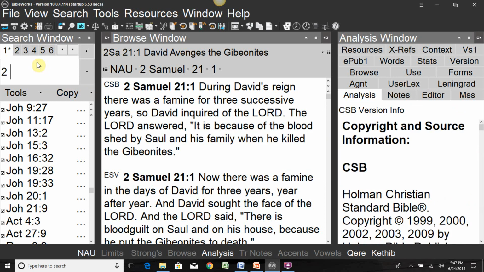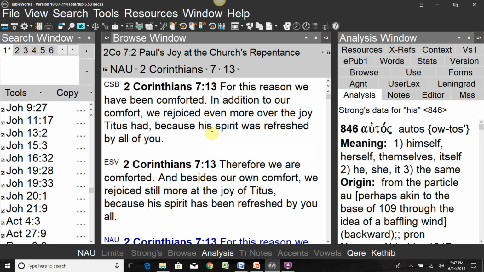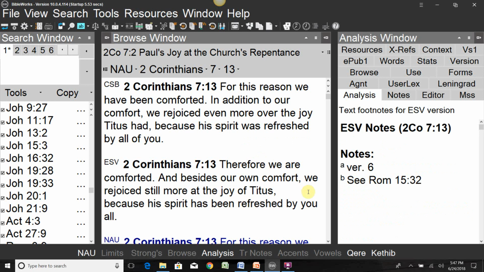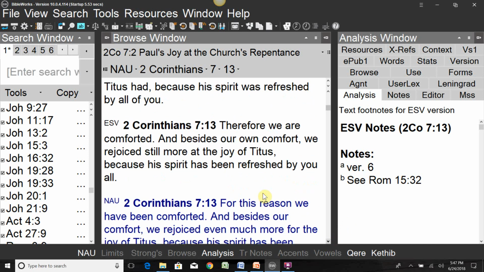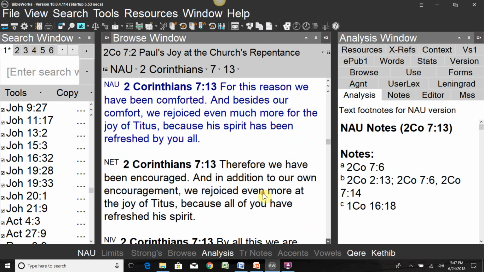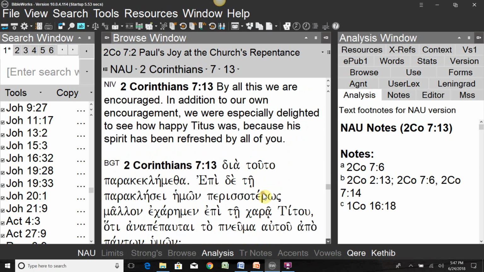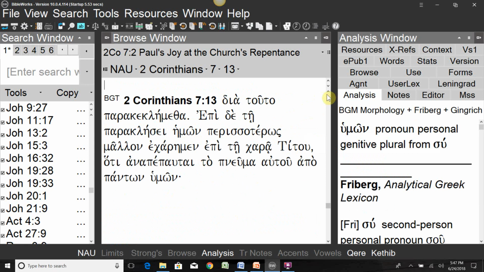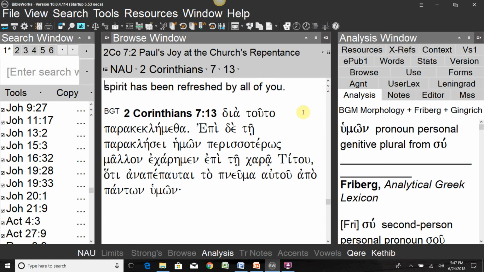Let's take a look at another passage here. If you will, in your interlinears, turn to 2 Corinthians 7:13. I want you to find where epi is used in 2 Corinthians 7:13, and we'll figure out what it means there. In addition, right?